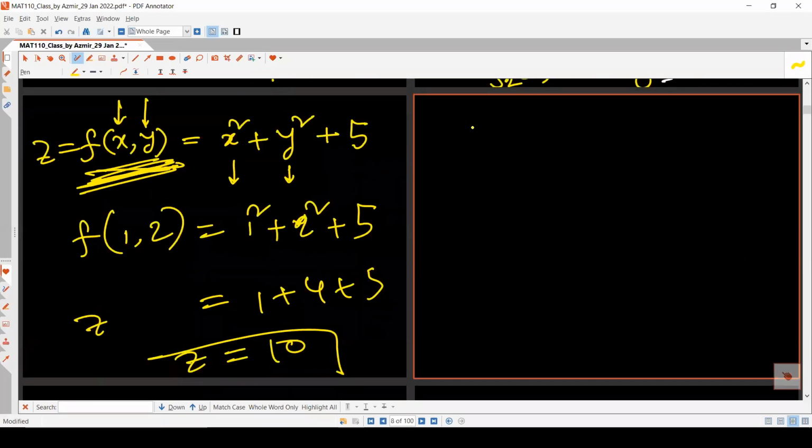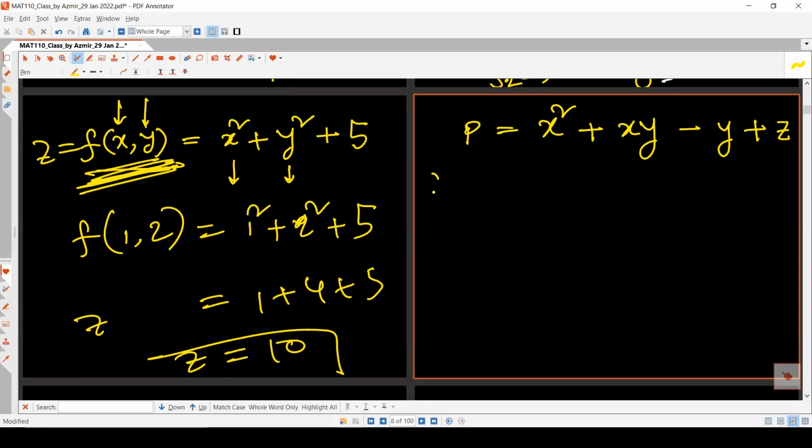Similarly, we may have x squared plus xy negative y plus, let's say, z. So how many variables we have here? We have 3 input variables, x, y, and z. This function is a combination of x, y, and z.